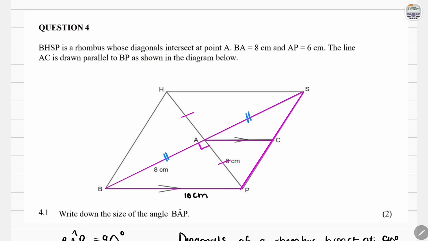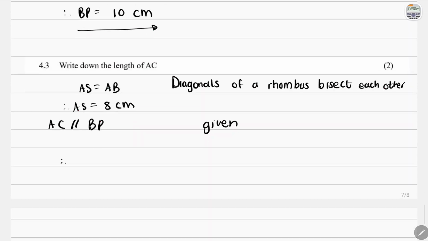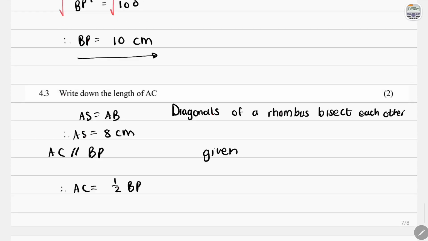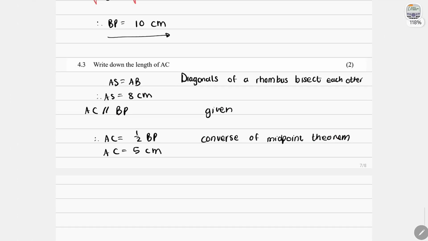Because of that, what we can conclude is BP is twice the length of AC. Or you can also say AC is half the length of BP. So whichever way you say it, it still works. We can say AC is equal to half the length of BP, and you know that BP is 10 centimeters. So AC is equal to half of 10, which is equal to 5 centimeters. And the reason for this would be the converse of the midpoint theorem. And that is our answer for AC.